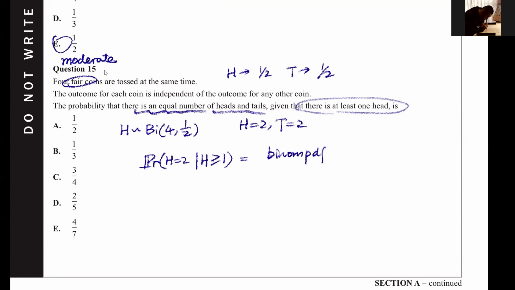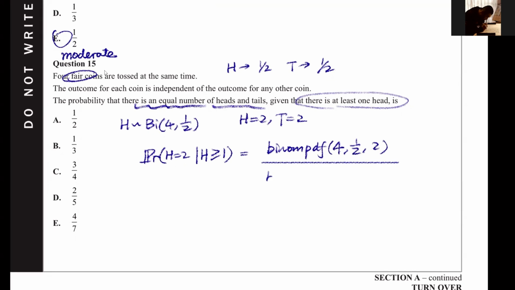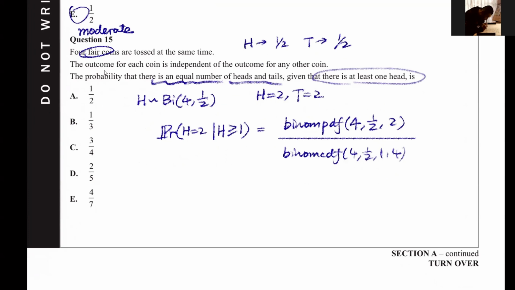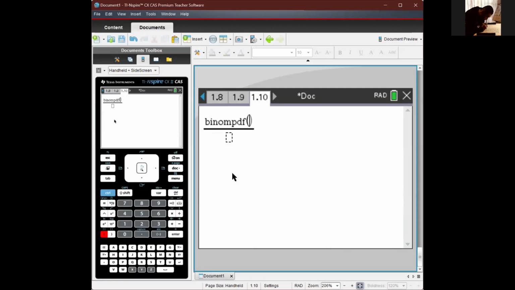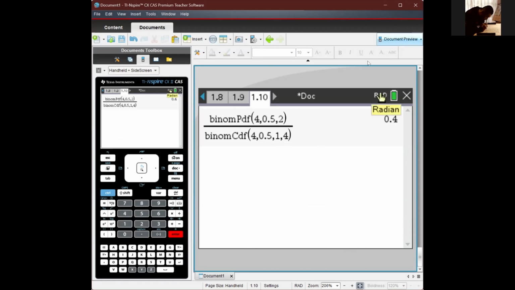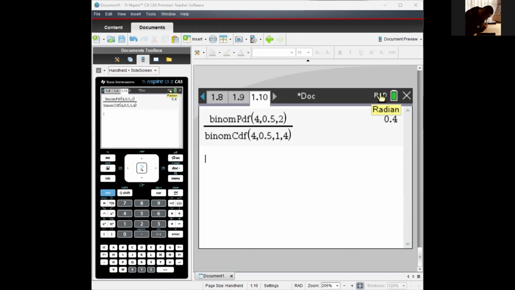Basically, I'm getting binomPDF of 4, half, 2, divided by binomCDF of 4, half, 1 to 4. I can just enter this into the CAS calculator and get the answer straight away. So the answer is 0.4, which is option D. Moving on.